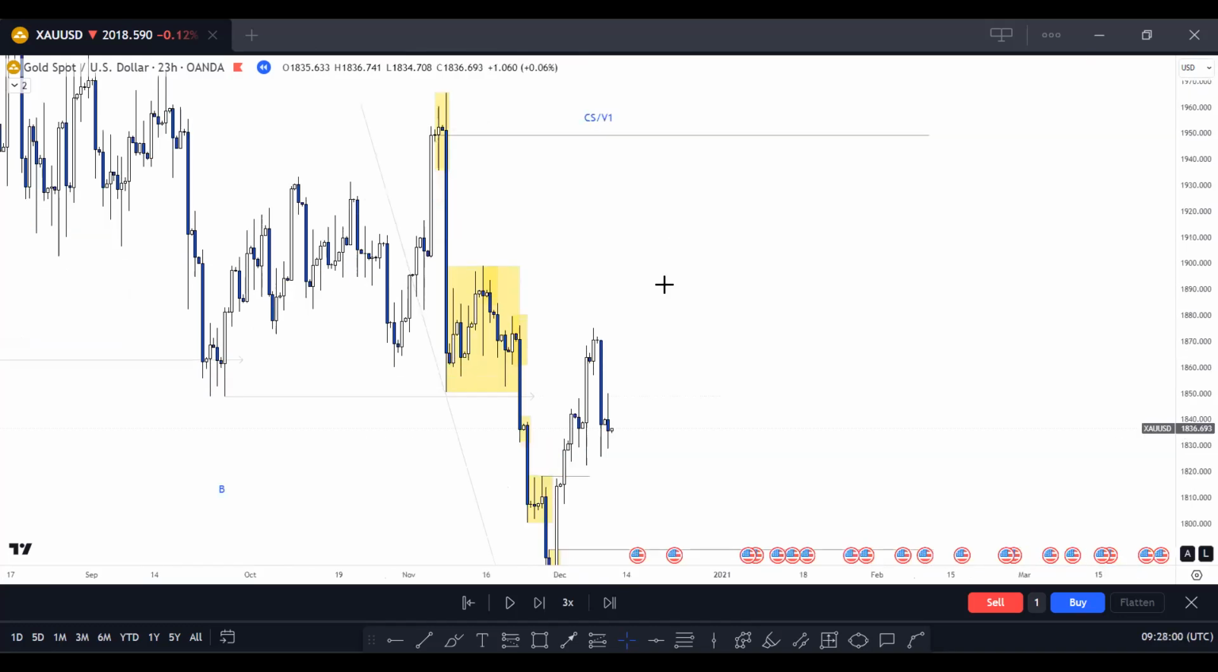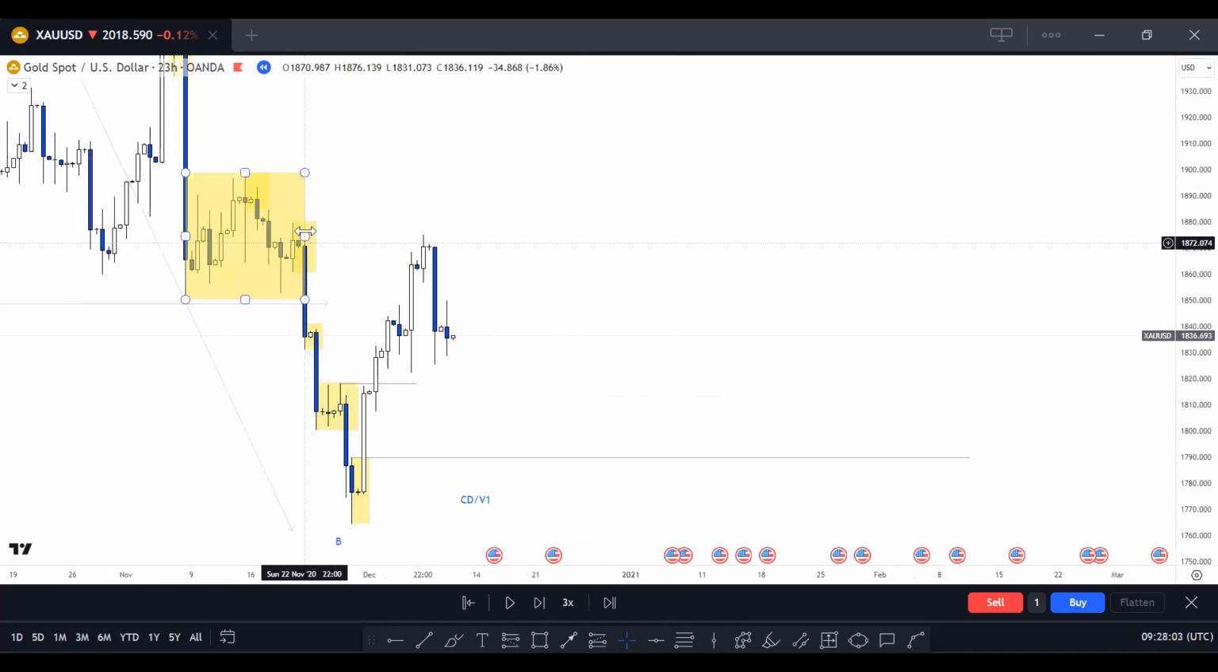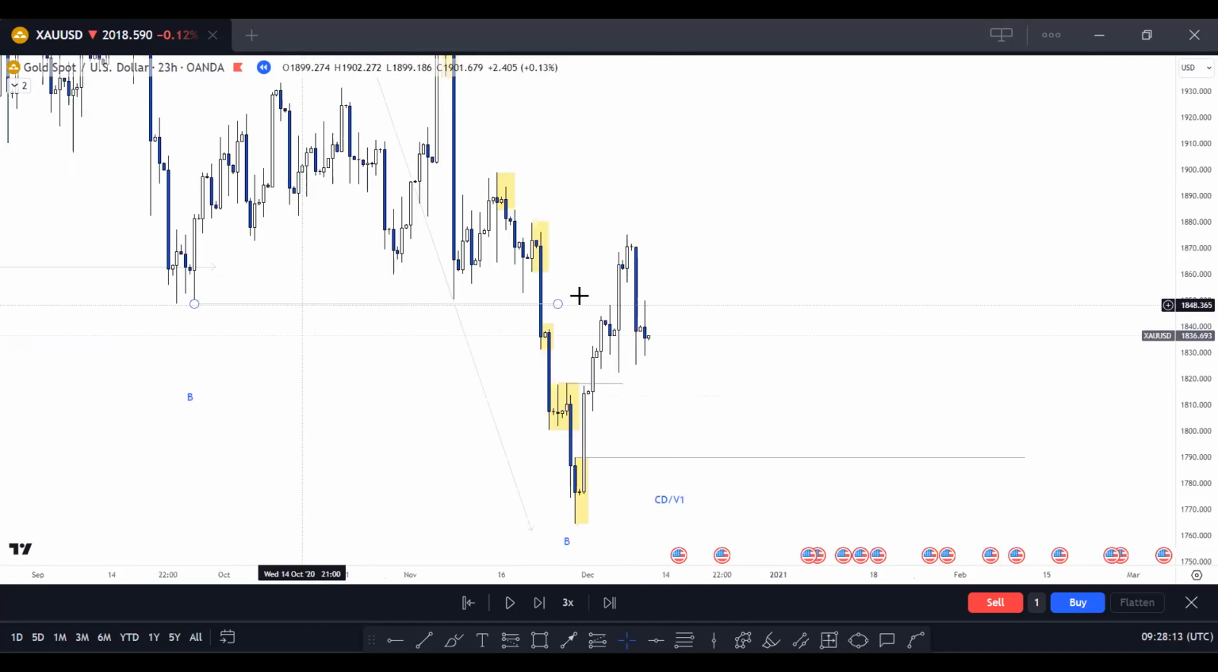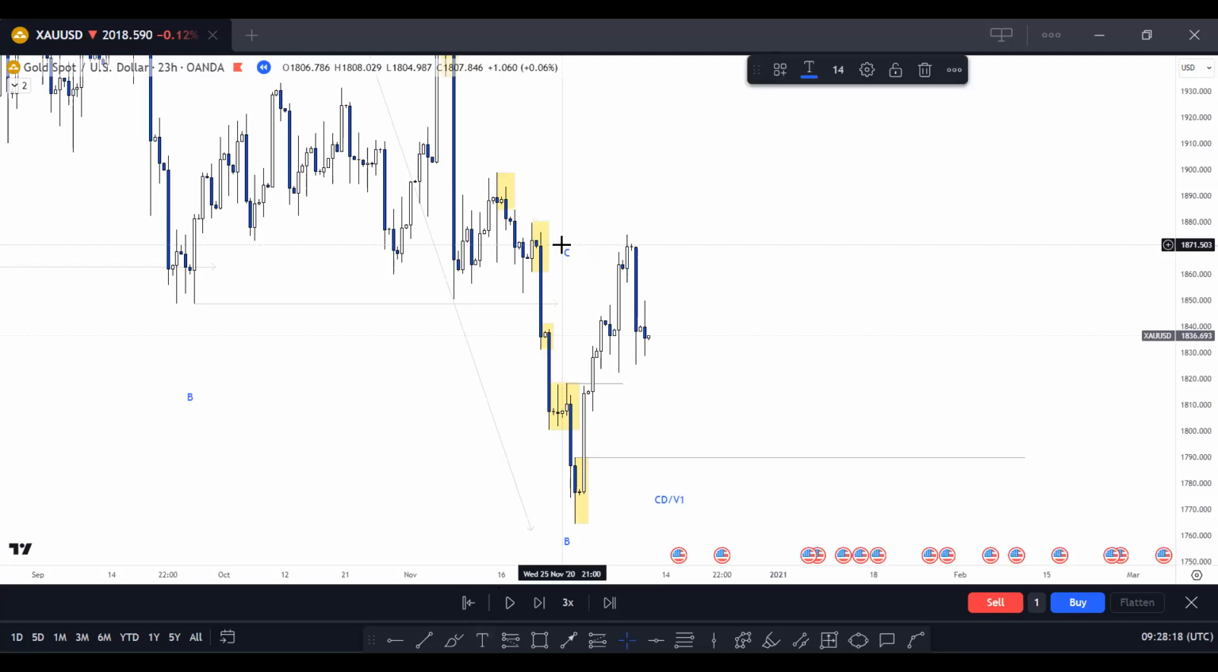Now, what does it simplify? Number one, I can see that this is the very first range. Let me take this out. This is the very first range responsible for breaking B, because when this range was created, it created an impulse to break B. Now, what does that tell you? That was V2 as well. So that was CSV2.